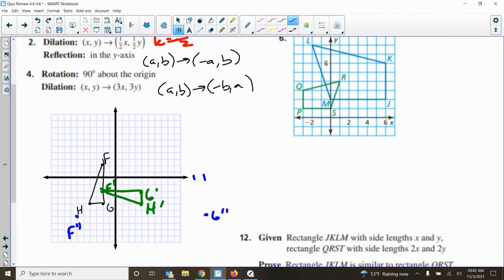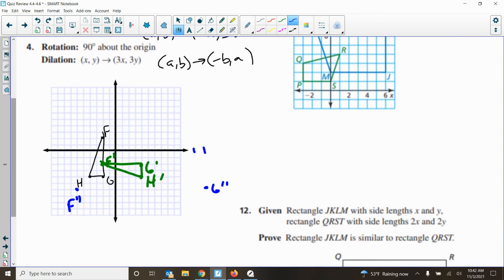G double prime. And then H double prime is going to be at 12, negative 12. It's 4, negative 4. So it'll be down here somewhere. And we get Duke, Duke, Duke. There we go. Okay. Notice it's a similarity transformation. The original is not congruent to the image, the final image here at the end.